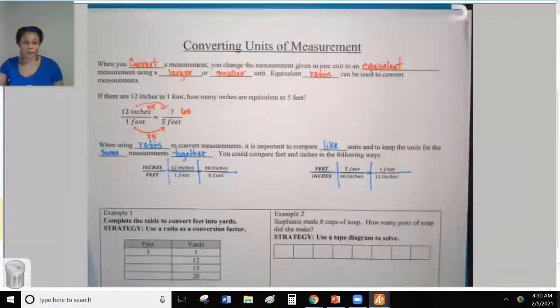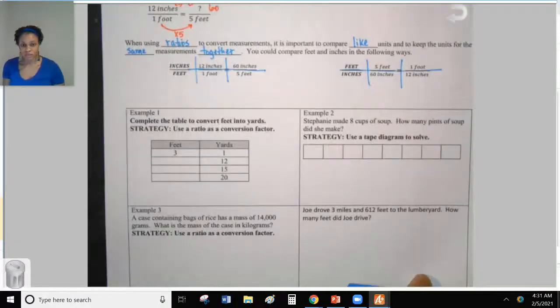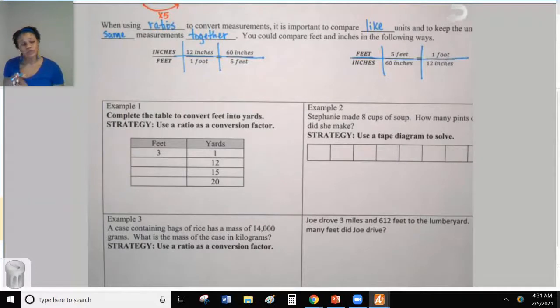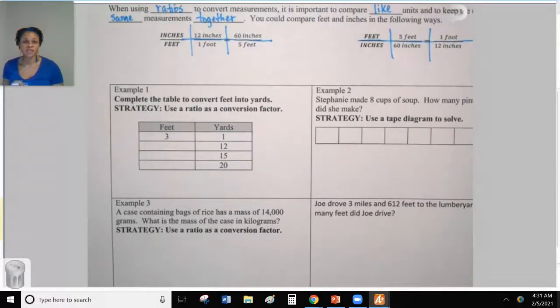So there are three ways I'm going to model how to solve conversions. Okay, so there are three different ways we can solve them, and then I'm going to show you a special type of conversion that we'll be looking at in solving as well. So example one, it says complete the table to convert feet into yards. Our strategy is going to be using a ratio as a conversion factor. So you'll hear me say conversion factors lots and lots of times, okay? So we're going to use a ratio as a conversion factor.